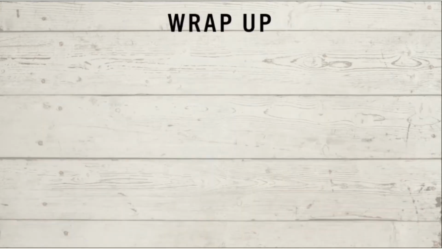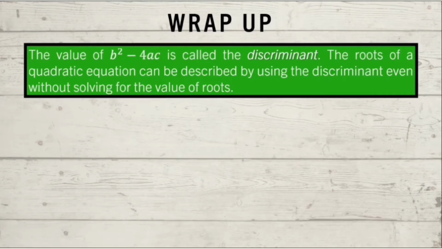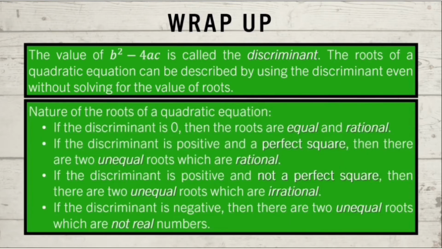To summarize, the value of b squared minus 4ac is called the discriminant. The roots of a quadratic equation can be described by using the discriminant even without solving for the value of roots. And there are four natures of the roots of a quadratic equation. Number 1, if the discriminant is 0, then the roots are equal and rational. If the discriminant is positive and a perfect square, then there are two unequal roots which are rational.